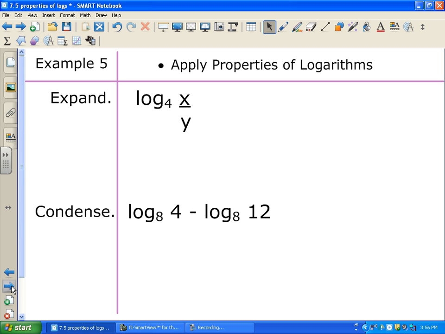First two problems. Log base 4 of x over y, then log base 8 of 4 minus log base 8 of 12. Top one, log base 4 of x divided by y. Yeah, this is division, so we'll make it subtraction. Log base 4 of x minus log base 4 of y. Done.